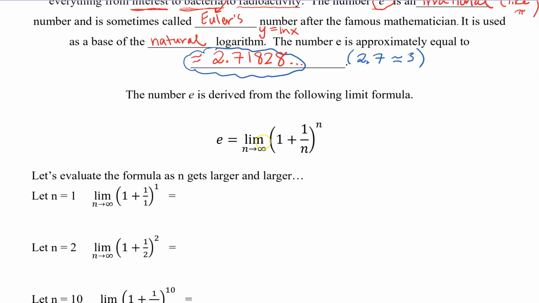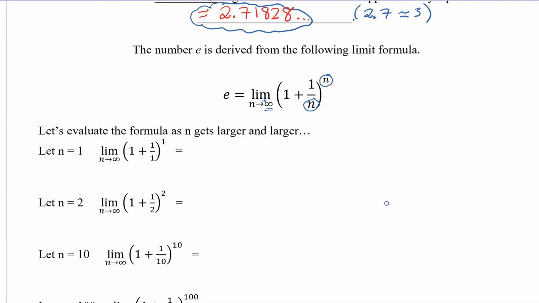This LIM is short for limit. And this is saying that if you look at this expression here, 1 plus 1 divided by n, and then that sum, the whole thing is being raised to the power of n, then e turns out to equal what this whole value approaches, the limit of this whole entire value, as this n approaches infinity, and it's positive infinity. So n is getting larger and larger and larger indefinitely.